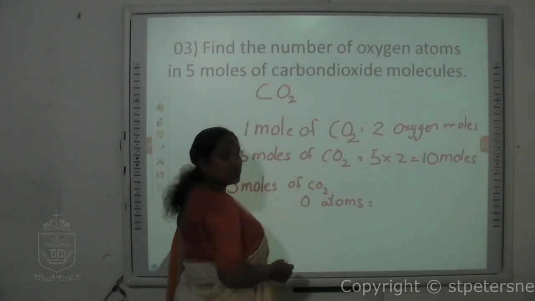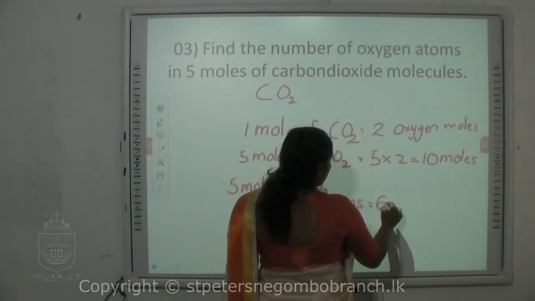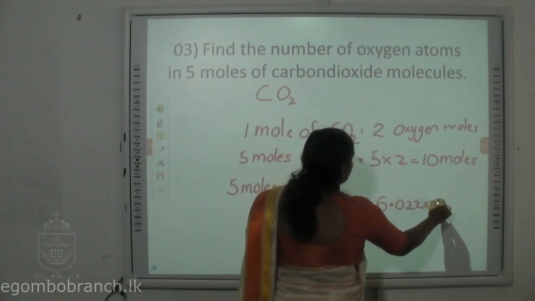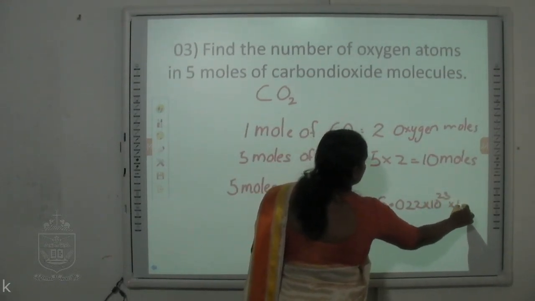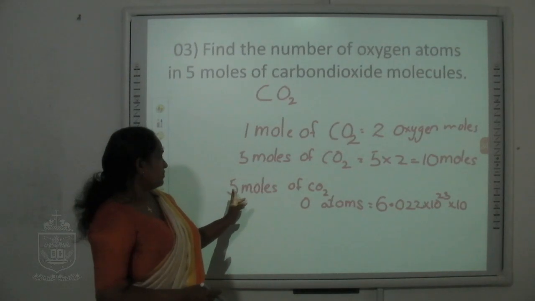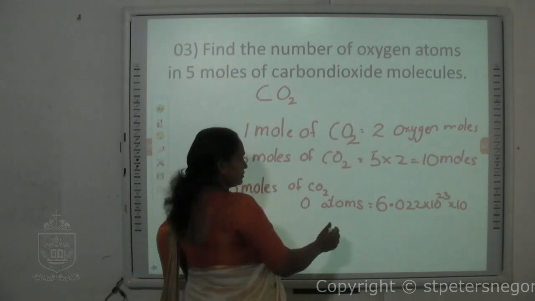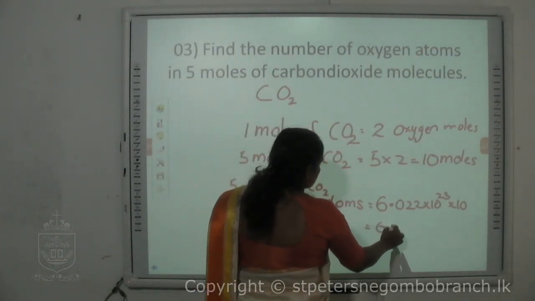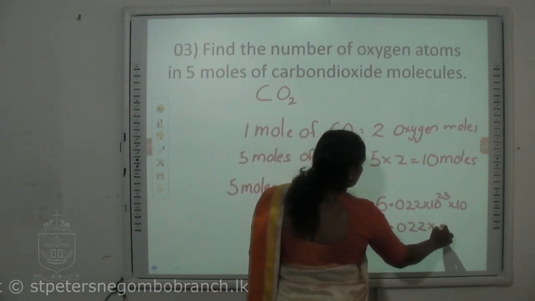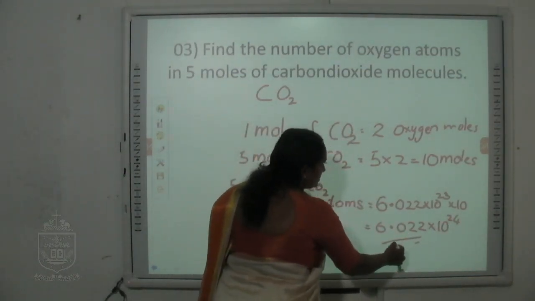So oxygen atoms means here it is asking about the Avogadro constant. We have to multiply Avogadro into 10. In 5 moles of carbon dioxide, oxygen atoms, Avogadro into 10. So the answer will be 6.022 into 10 to the power 24. This will be the answer.